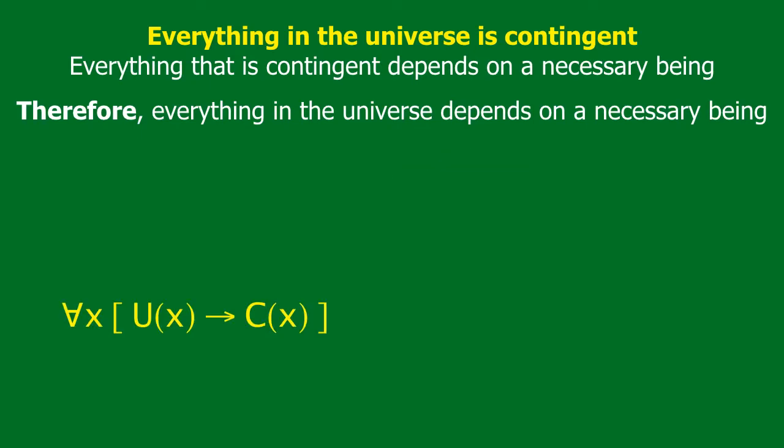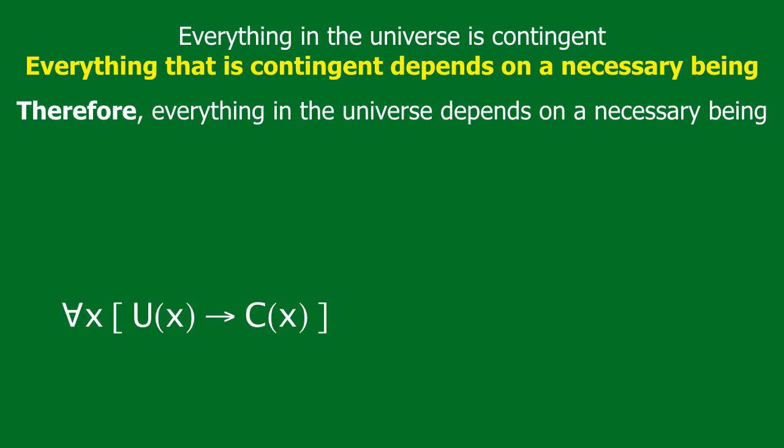So that's our first premise. Let's take the second premise: everything that is contingent depends on a necessary being. We follow the same process, just change the function. So C(x) is the same. This is saying for all x, if x is a contingent thing, then D(x), or DNB(x), depends on a necessary being for its existence. And so these two logical formulas are our two premises. The one on the left is the first premise, the one on the right is the second premise.